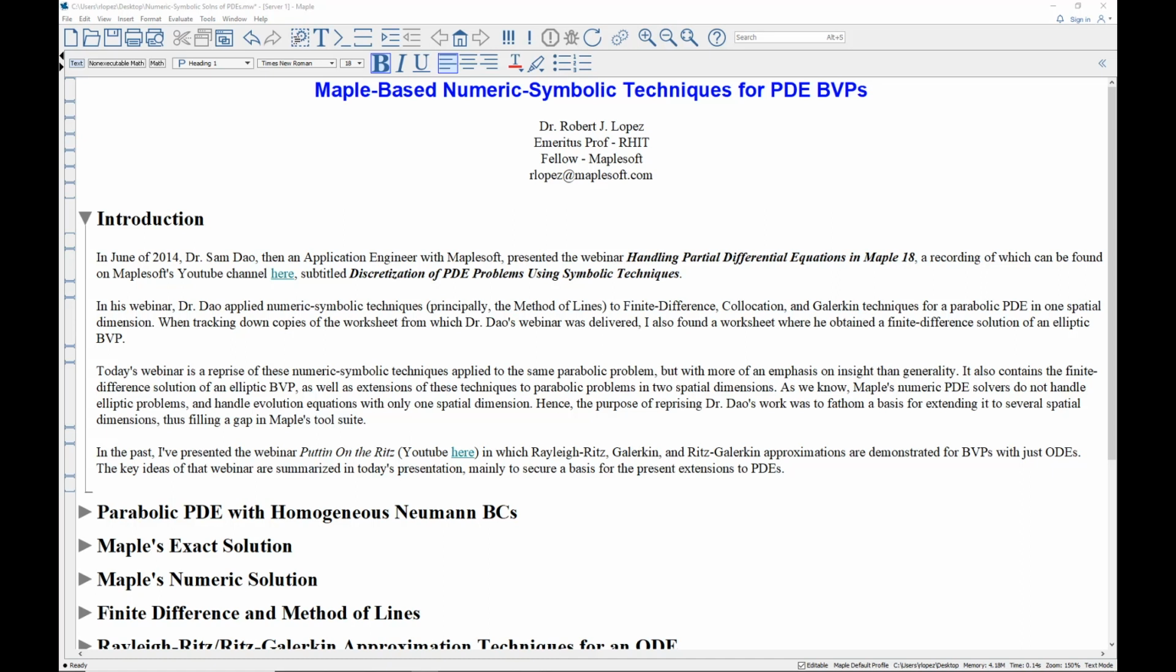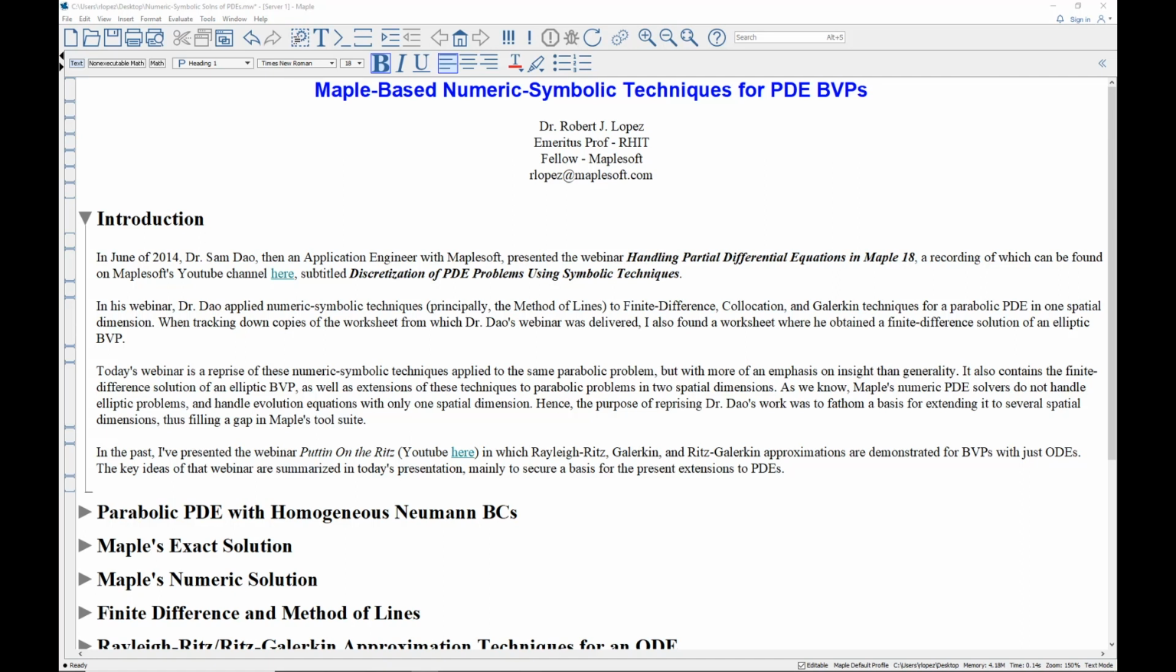So I tried to track this worksheet down and got bits and pieces of it. I also found a worksheet where he did a finite difference solution of an elliptic boundary value problem. So today's webinar reprises some of these techniques, although the emphasis now is going to be on getting some insight into what these techniques are rather than the generality of problem solving that I think Dr. Dow was aiming at.